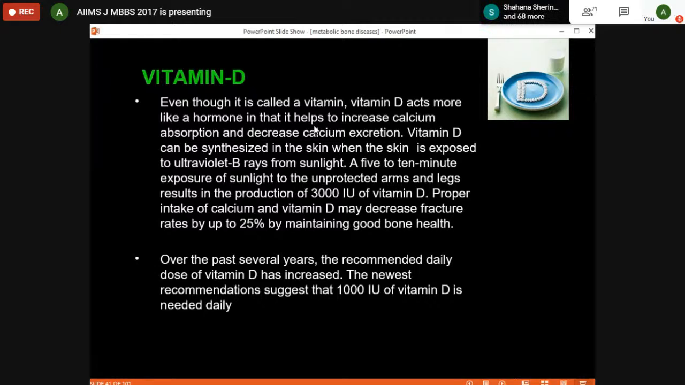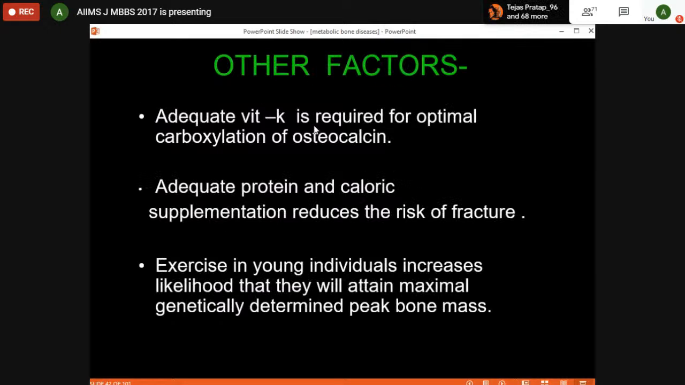Proper intake of calcium and vitamin D may decrease fracture rates by up to 25% by maintaining good bone health. Over the past several years, the recommended daily dose of vitamin D has increased. The newest recommendation suggests that 1000 international units of vitamin D is needed daily. Other essential factors like adequate vitamin K, adequate protein and caloric supplementation, as well as exercise in young individuals, are all helpful to prevent osteoporosis.